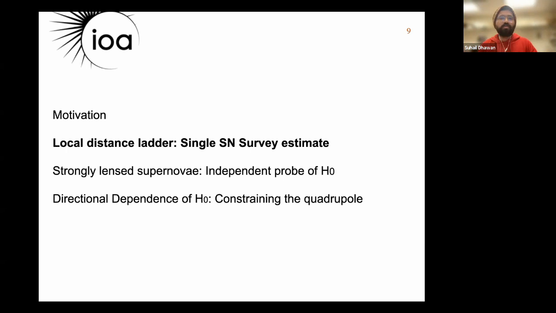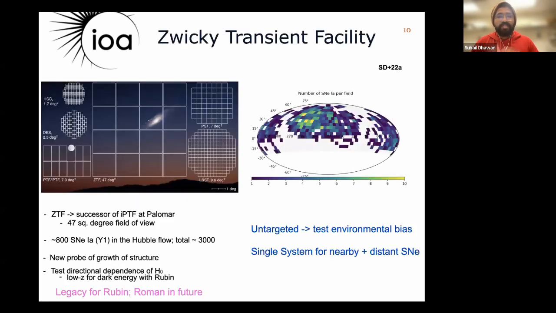Now, what we want to do is also look at whether there are independent ways in which we can measure H0, and do these agree with the most precise constraints in the literature, and how can we improve on the precision and therefore get to understanding what can be the cause of this tension. So as I'd mentioned, what I've been working on is type 1a supernovae from the Zwicky Transient Facility. Just a brief primer on what ZTF is.